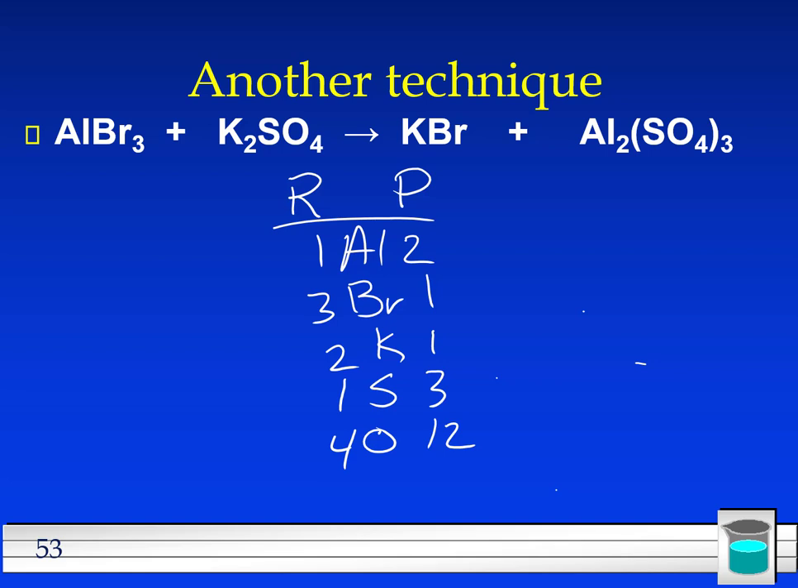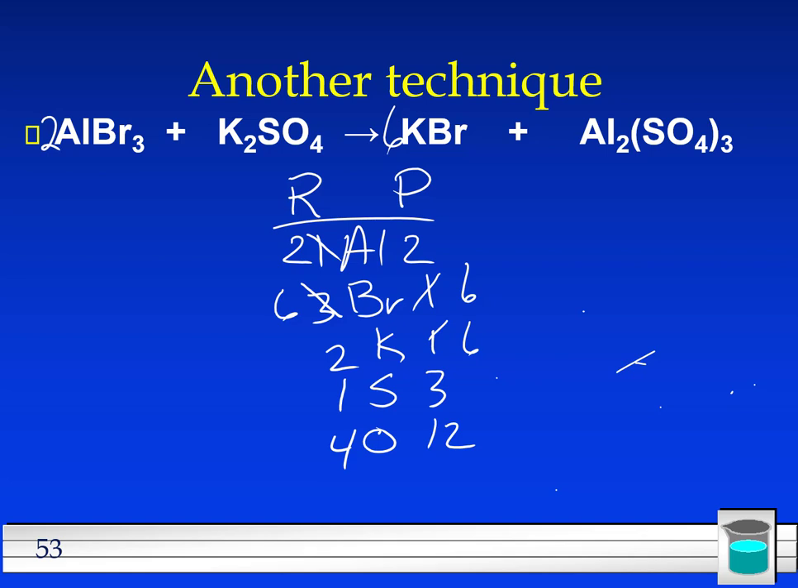There's nothing that shows up twice. There's no reason to pick one over the other. So I'm going to fix Al by putting a 2 in front of it. That's going to change my Br to 6. That tells me I need 6 in front of KBr. Okay, Peter, give me a second, please. Okay, that gives me my 6 K, my 6 Br.